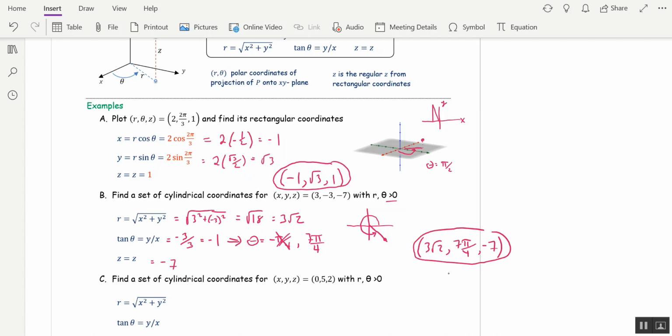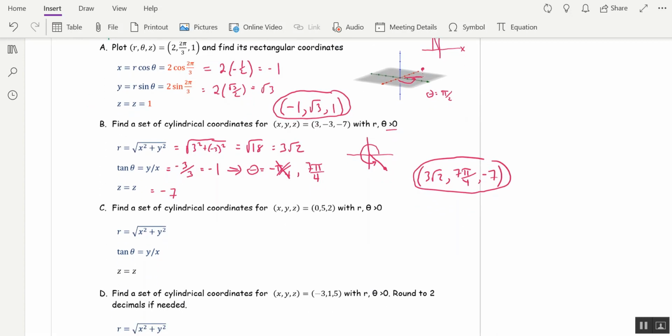Now we're going to go cylindrical again. So same conversion, cylindrical from rectangular. All right, so r is the square root of x squared plus y squared. So that's the square root of 25, which is 5. Tangent theta is y over x, which is 5 over 0, which is undefined. So theta is either going to be pi over 2 or 3 pi over 2. Which is it?